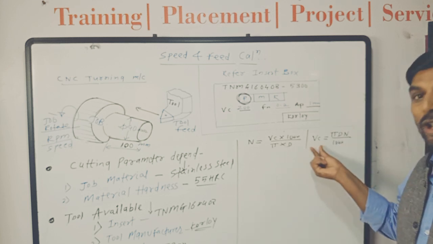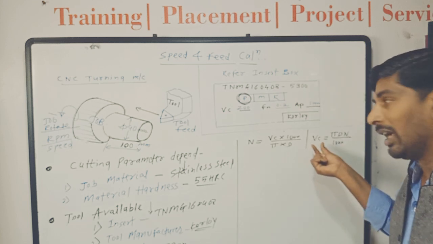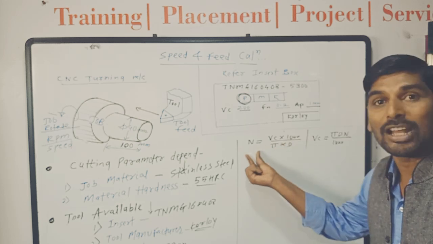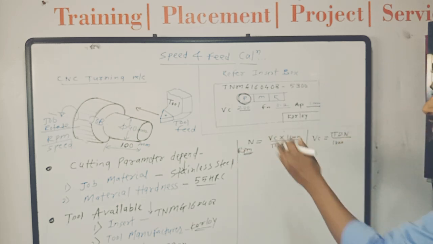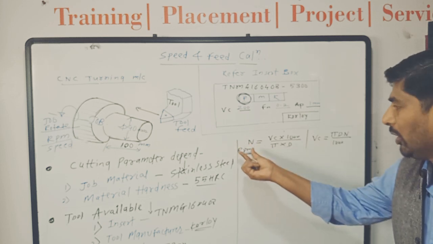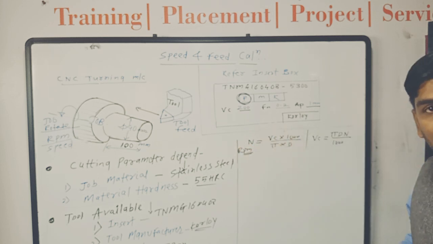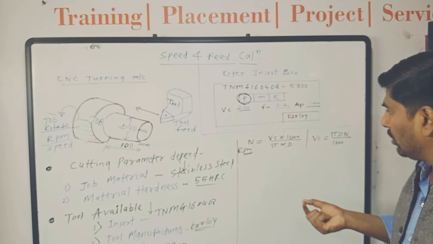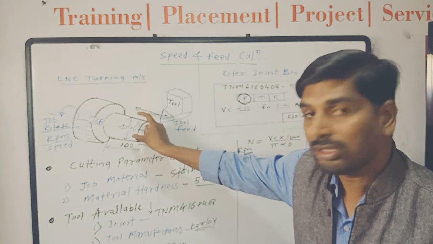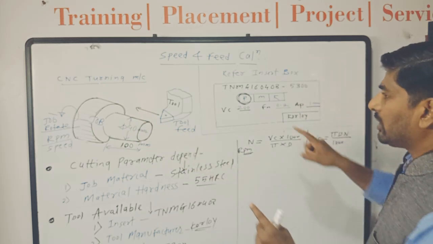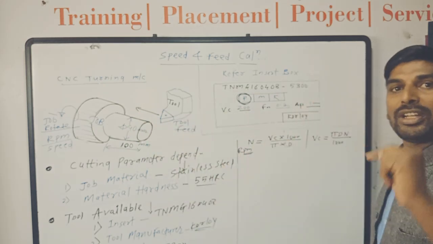But this is the formula for Vc, and Vc is given. N means RPM, which is unknown. That's why we alter that formula: N equals Vc into 1000 divided by pi into d. Now, what is given? Vc is given, and d is the diameter. Right now, this is the job with the 40 mm diameter. If these two things are given, we can find out the RPM.